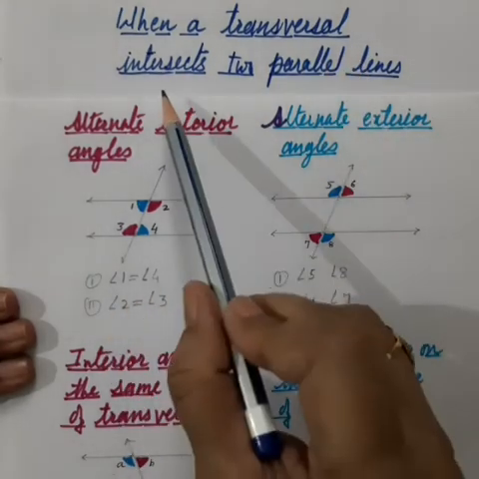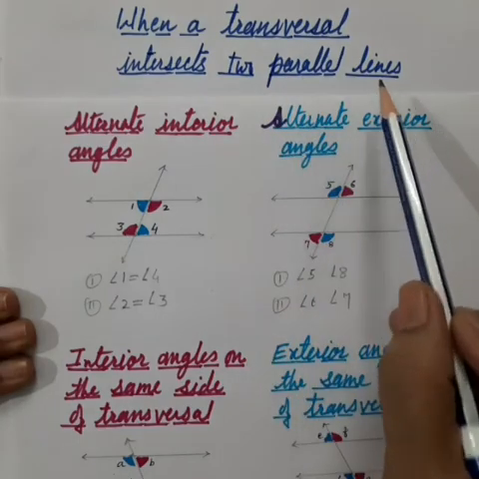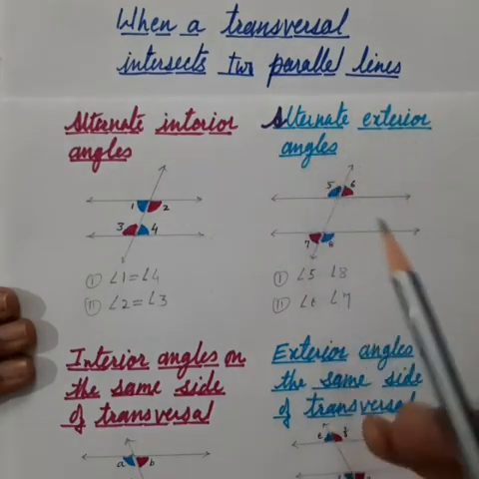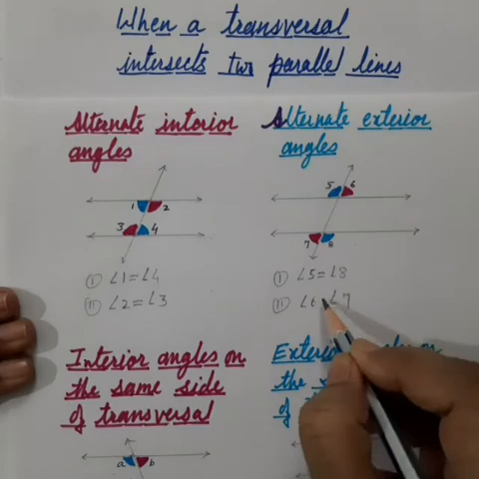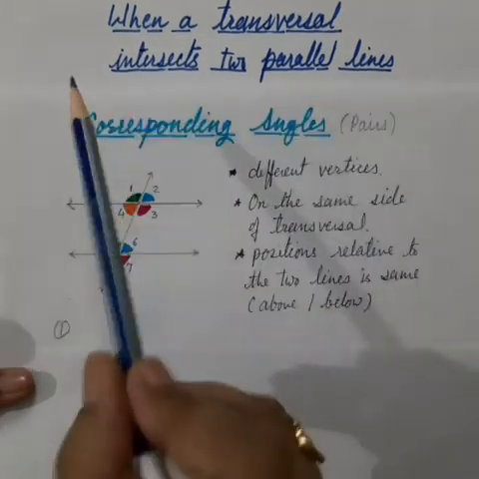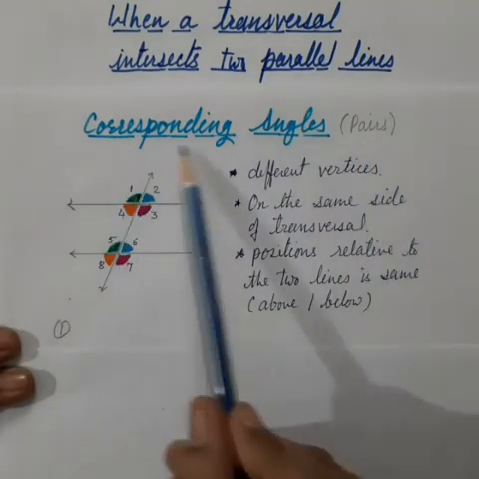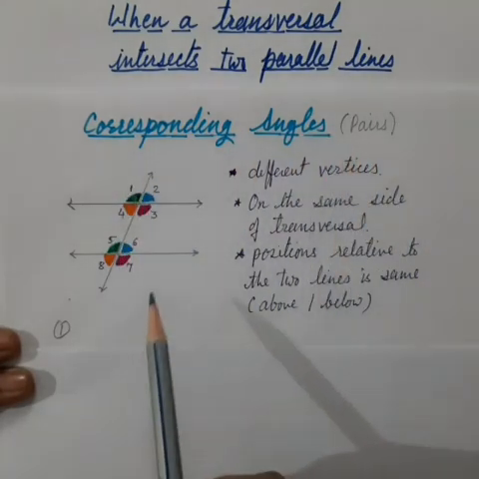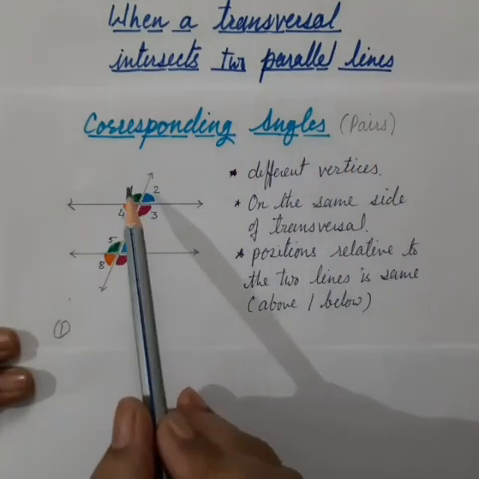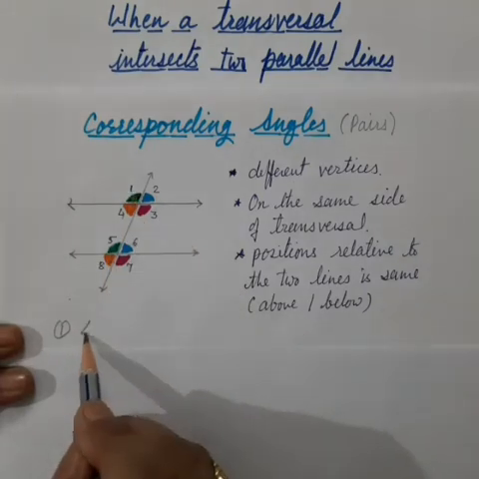When a transversal intersects two parallel lines, alternate exterior angles are also equal. When a transversal intersects two parallel lines, pairs of corresponding angles are also equal. Here corresponding angles are angle 1 and angle 5.